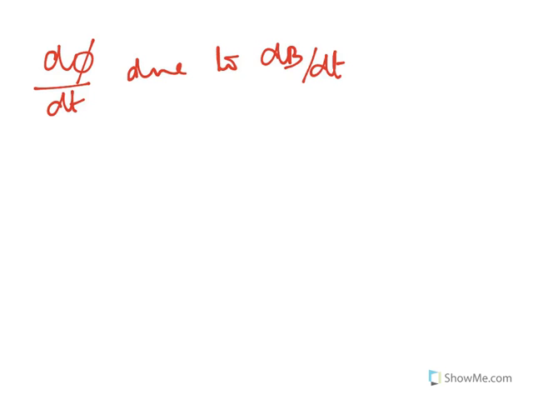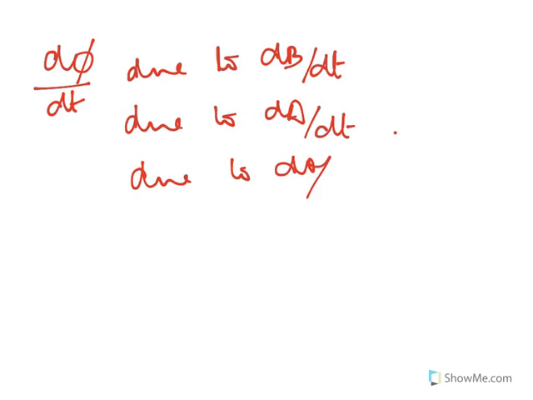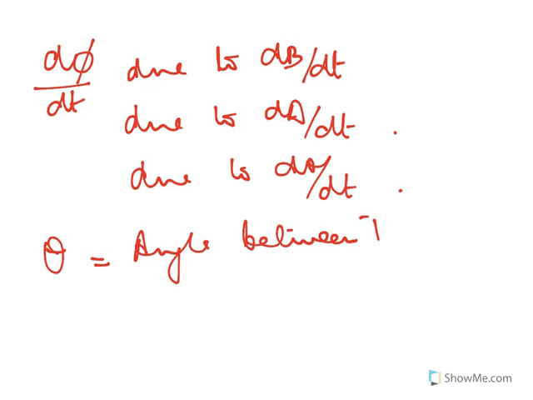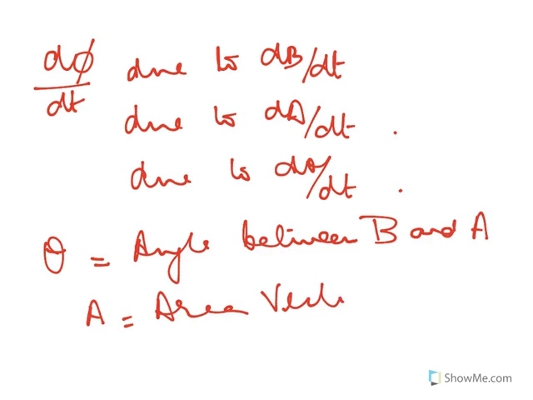So we have spoken about d phi dt due to dB dt and due to dA dt. Now we'll talk about d phi dt due to d theta dt. Theta is the angle between B and A. A is the area vector.